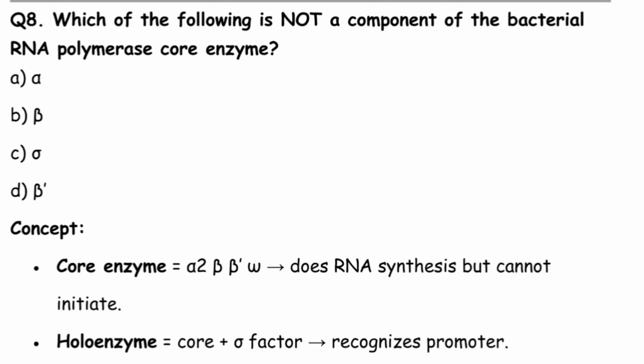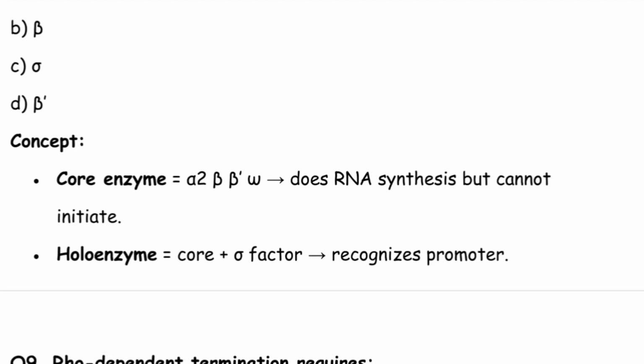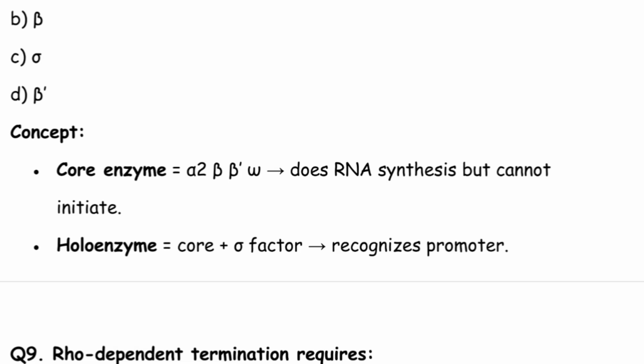Let us see the concept. The core enzyme contains alpha 2, beta, beta prime and omega. It is an RNA polymerase, but it cannot initiate transcription. For initiation of transcription, it requires binding of the sigma factor. And this core plus sigma factor is now called the holoenzyme, and that is a functional polymerase enzyme which starts transcription by recognizing a promoter.